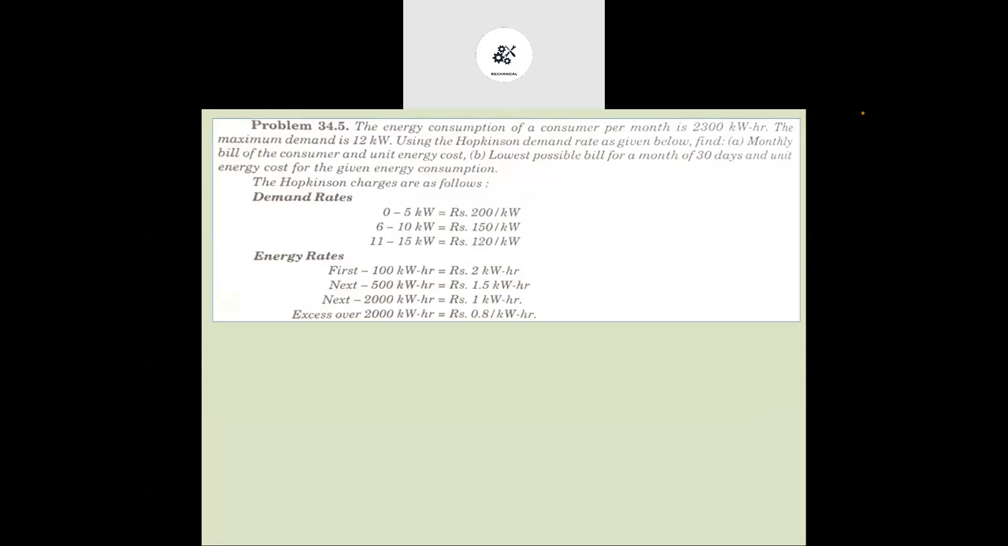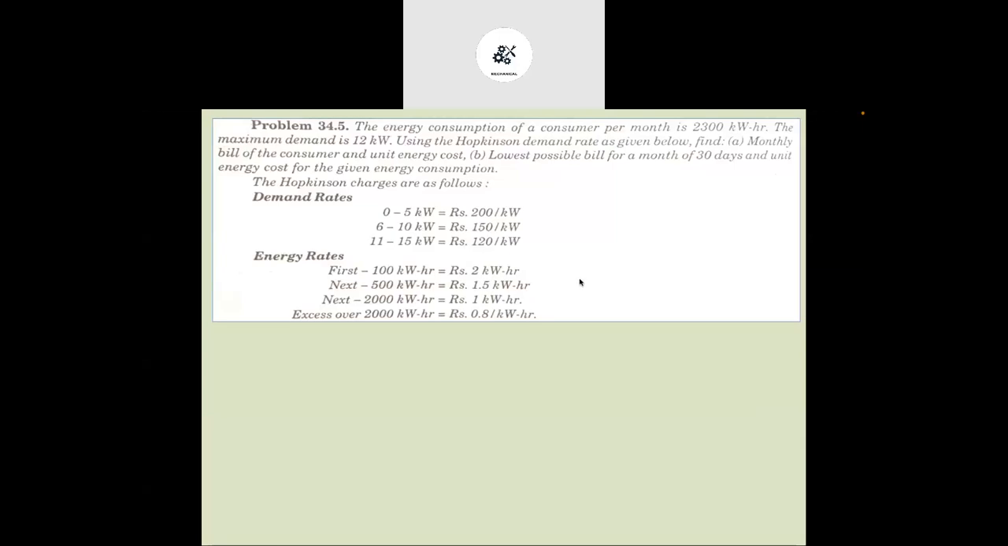The first one is based upon the load curve and load duration curve, and also the calculation of different factors, like diversity factor, load factor, capacity factor, etc. And the other point is on this particular tariff method, there will be a numerical. So only two points have numericals, and we are going to cover them today. The first problem we are going to see is the energy consumption of a consumer.